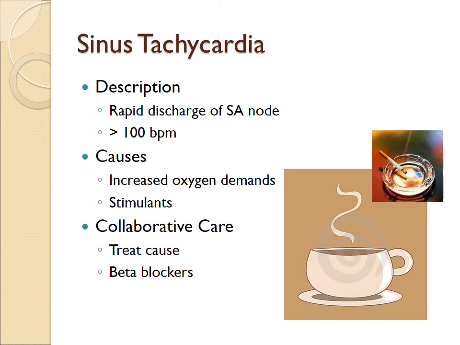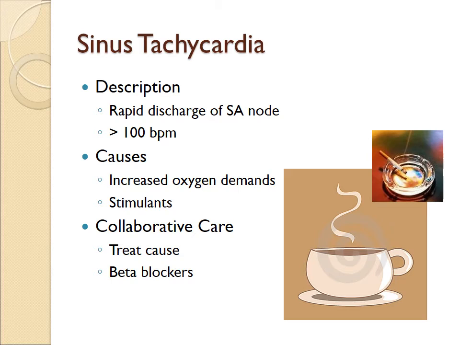Sinus tachycardia is a rapid heart rate of greater than 100 beats per minute. It is coming from the SA node, but the rest of the pathway is totally normal. So the big salient feature here is that the heart rate is greater than 100. Usually we're looking at about 100 to 160.